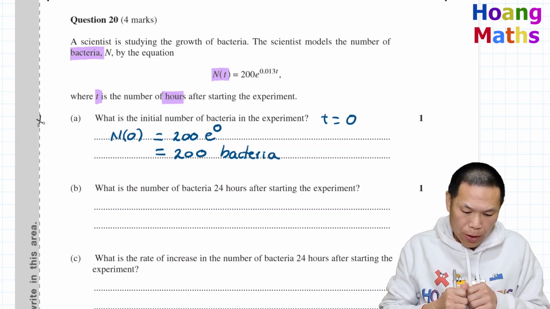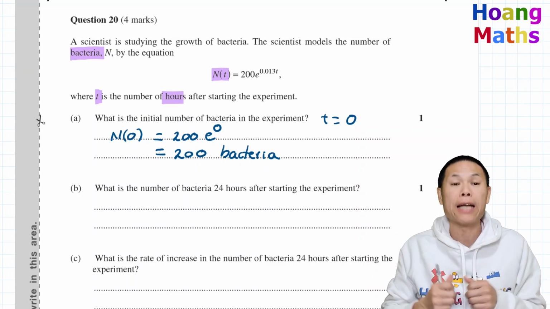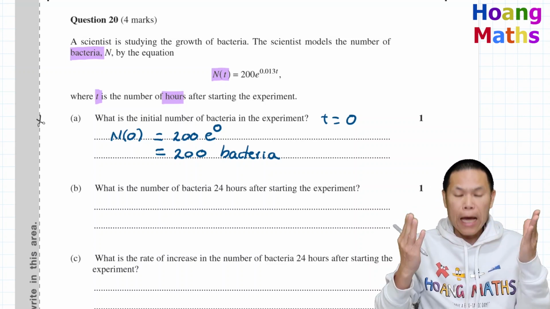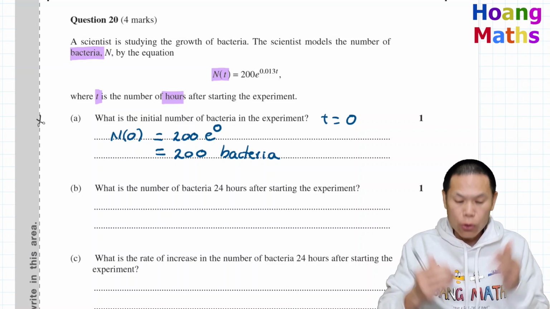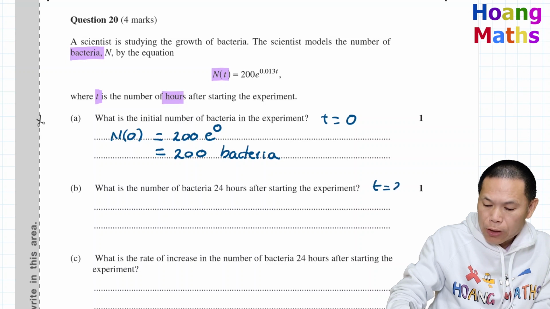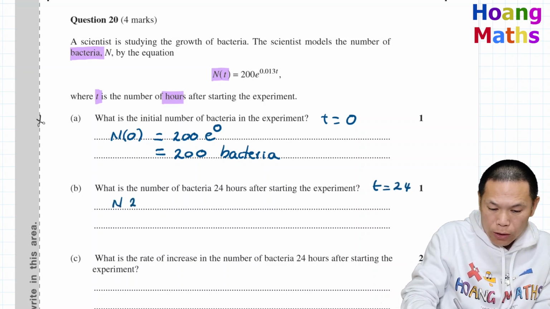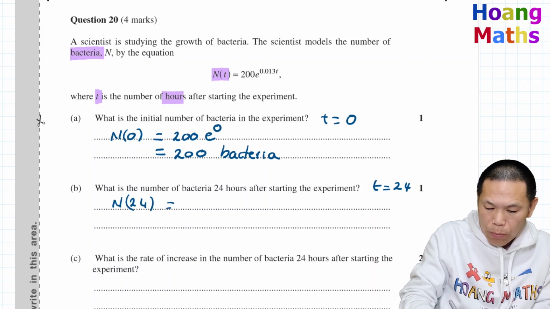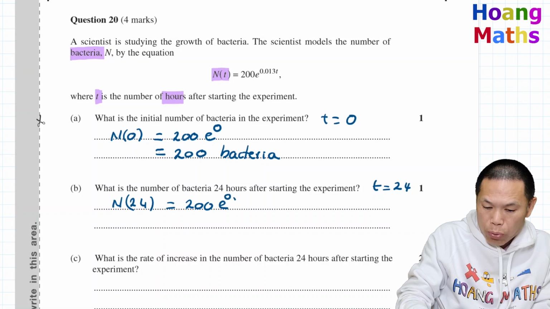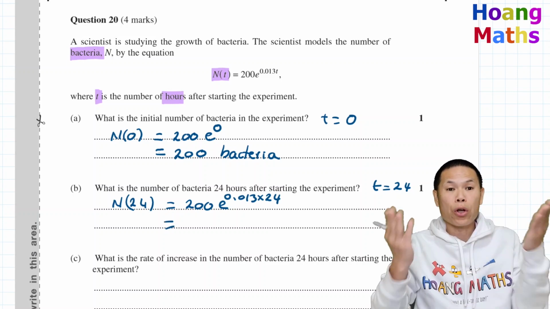Part B. What is the number of bacteria 24 hours after starting the experiment? In other words, when T is equal to 24. So T is 24, in other words, N of 24. That will give me 200 e to the 0.013 times 24. Now what I do, I just put it on a calculator.